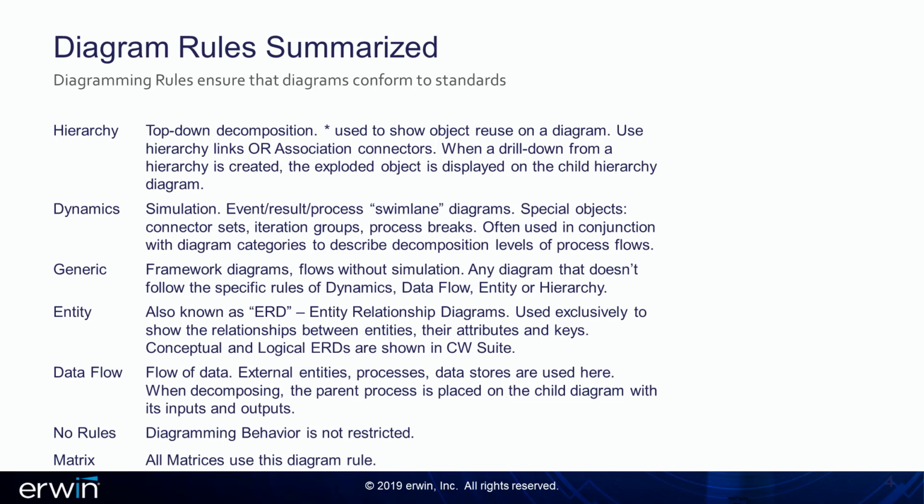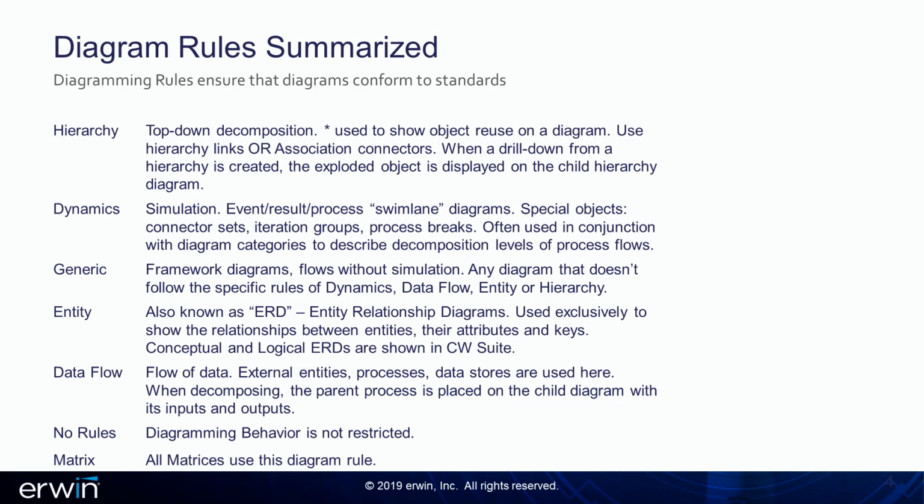A generic diagram is a rule that's used for anything that doesn't apply to any of the other 4. So it's not hierarchy, dynamics, entity, or data flow. So it's a diagram that could be anything. You can use any objects you want, any connectors you want, and it will allow you to create that type of diagram. So often if you're creating your own diagram template with your own palette, you can use generic as the rule if it doesn't fit into any of the other 4.